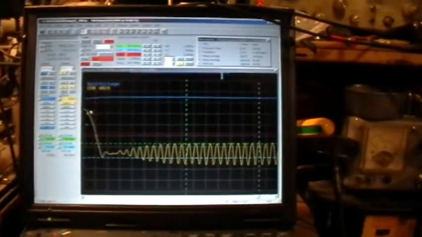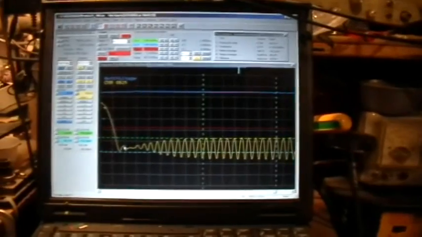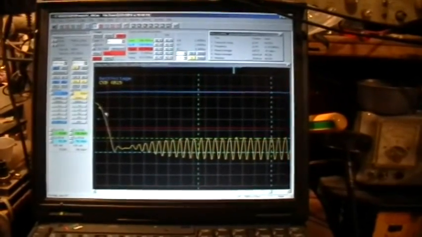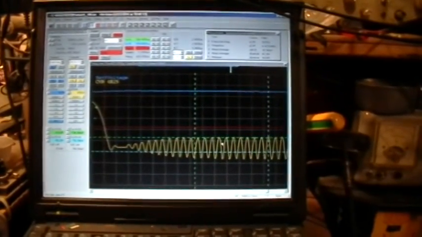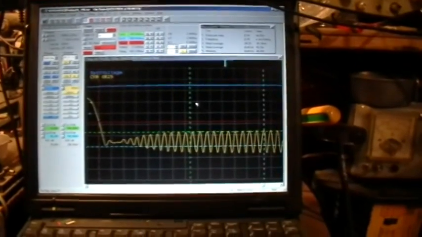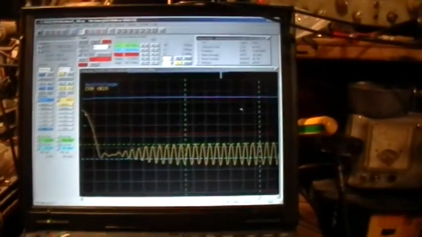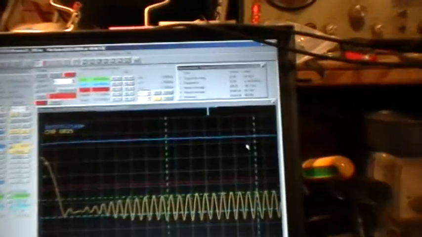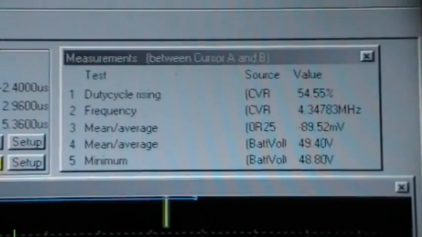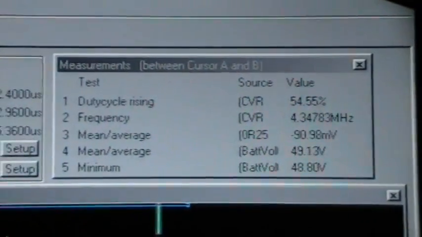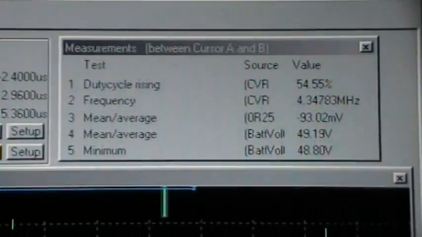there. Okay, so here's the cutoff of the Q1 on period, and then the oscillations develop and start. Now I've moved the cursors to here and here so that you can see that the frequency of those oscillations is about 4.34 megahertz.